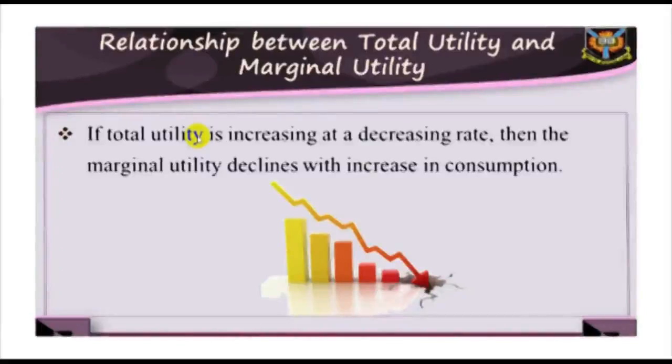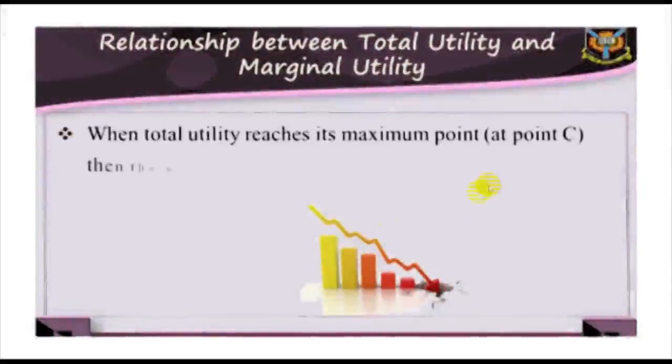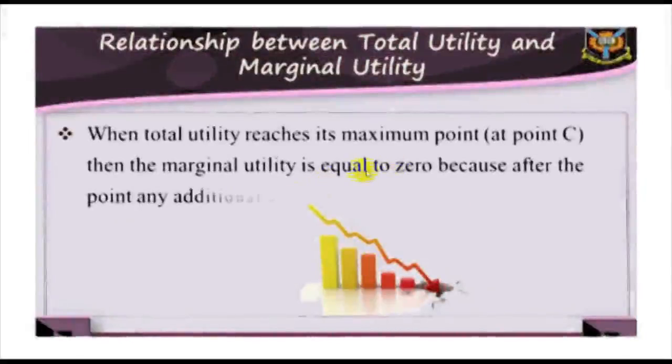The figure below illustrates total and marginal utility. Relationship between total utility and marginal utility. If total utility is increasing at a decreasing rate, as depicted in our example, then marginal utility declines with increase in consumption. When total utility reaches its maximum point, that is at point C, then the marginal utility is equal to 0. This is because after the point, any additional unit consumed will lead to a fall in total utility.